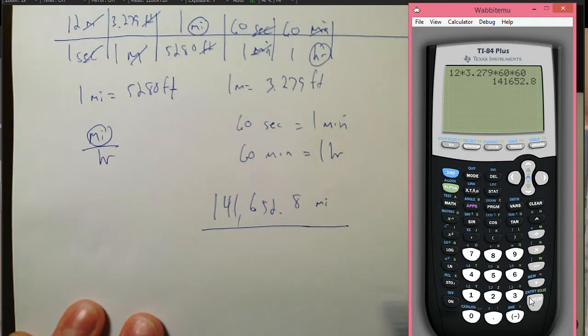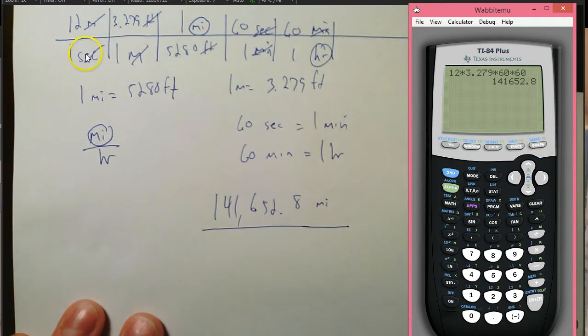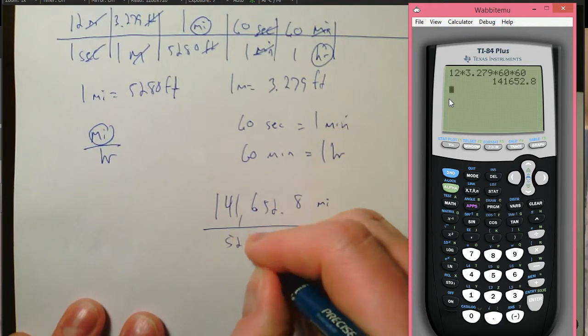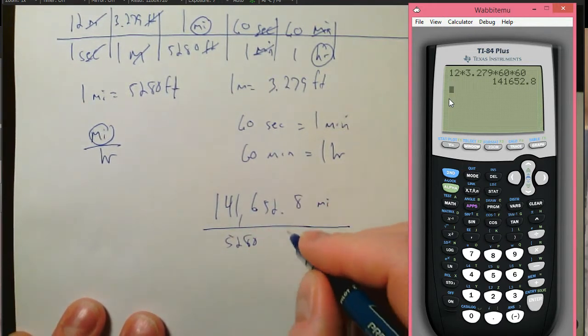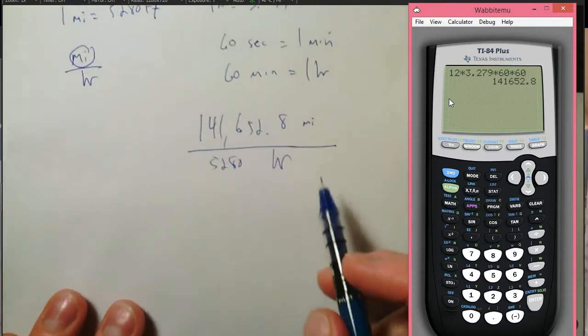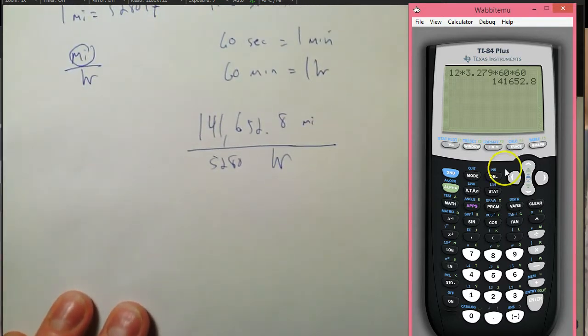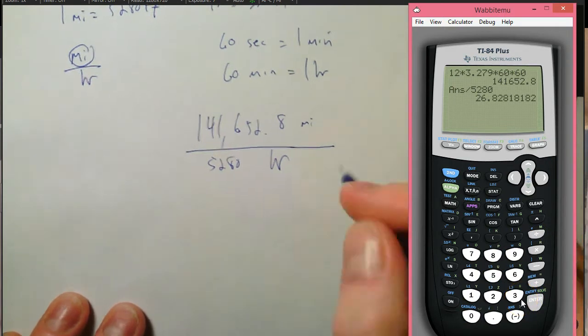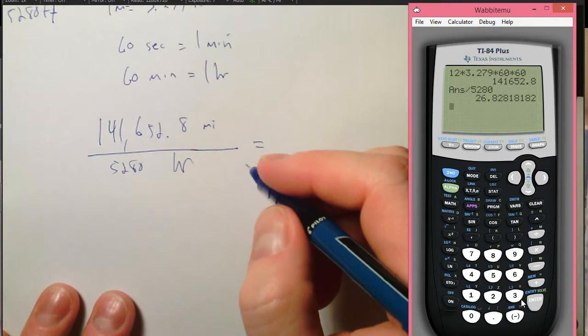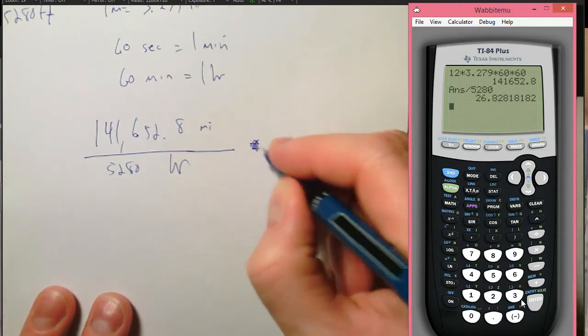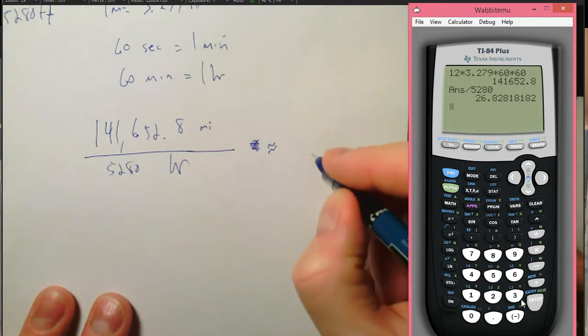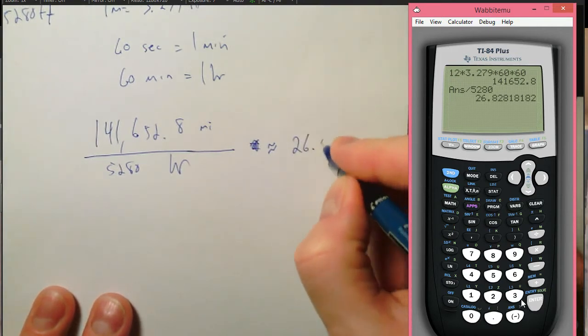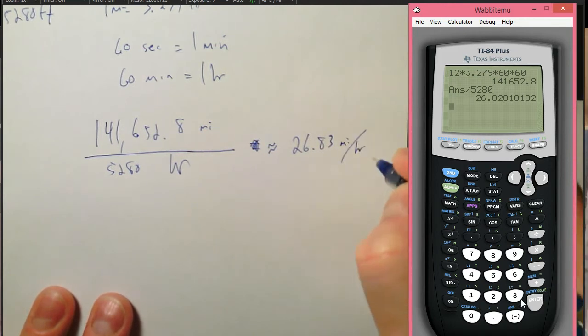Then the leftover part is to multiply the denominator. That's just 1 times 5,280 times 1 times 1, so 5,280. Technically it's in hours. So my job is just to divide that by 5,280. And that gets me 26.83 approximately. So about 26.83 miles per hour.